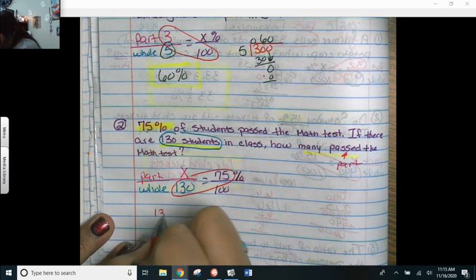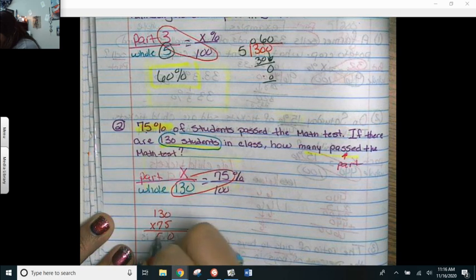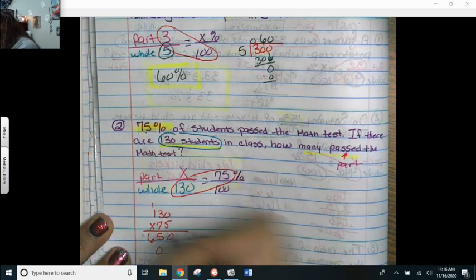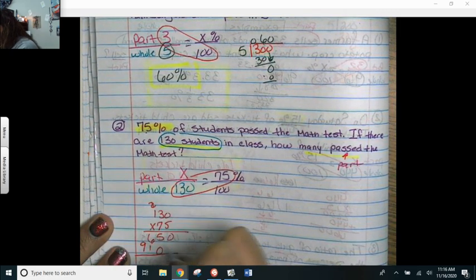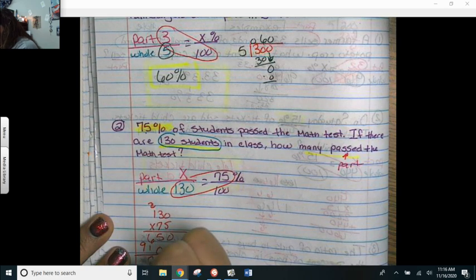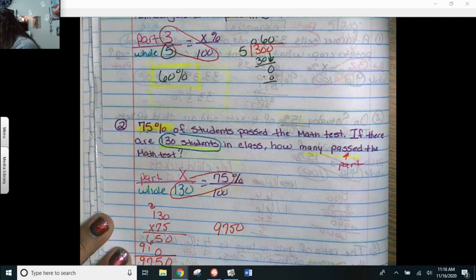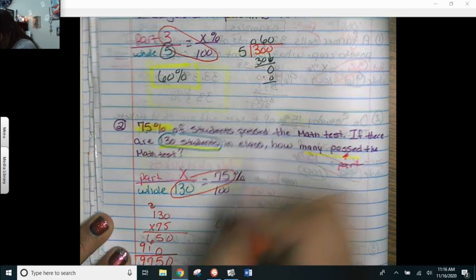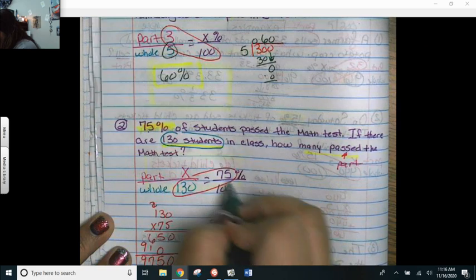Let me be careful on this one. 130 times 75. And times 3 is 21. 9. 97.50. Let me double check because I have been known to make mistakes. Always double check with the calculator when you can. So 97.50, good. Divide that by the number that's with the variable, which is the 100.